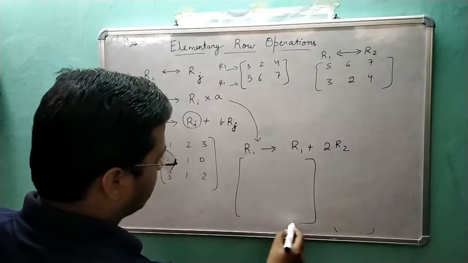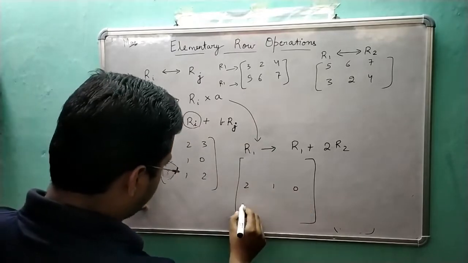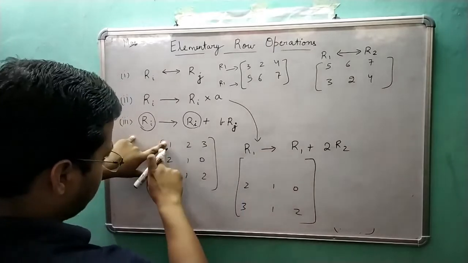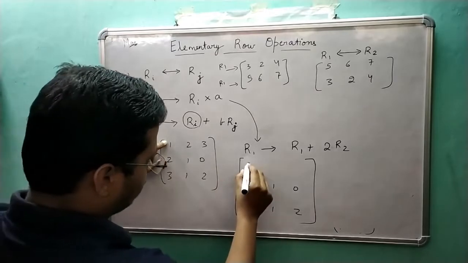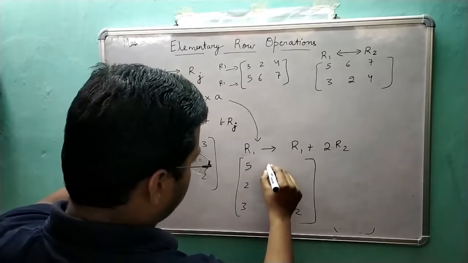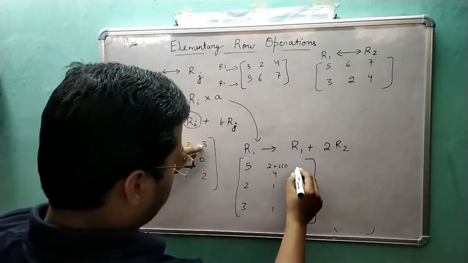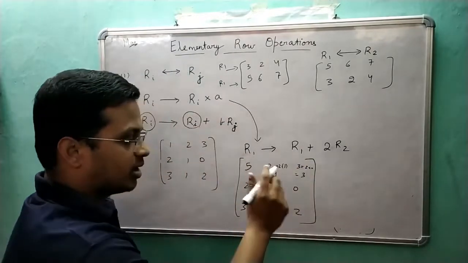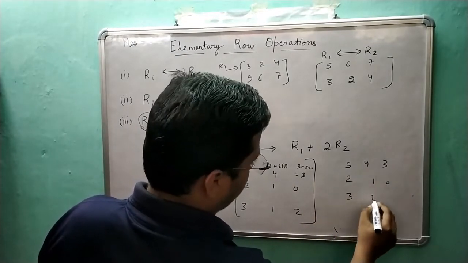So our matrix will become, as you can see, only R1 is changing. R2 and R3 will stay as they are. R1 will become 1 plus 2 into R2. So 1 plus 2 into 2 is 5. Similarly, 2 plus 2 into 1, so 4. 3 plus 2 into 0, so 3. So this is our new matrix. So 5, 4, 3, 2, 1, 0, 3, 1, 2.